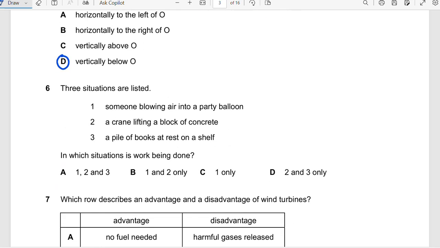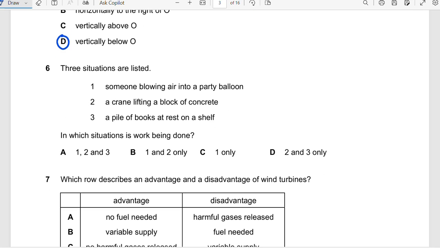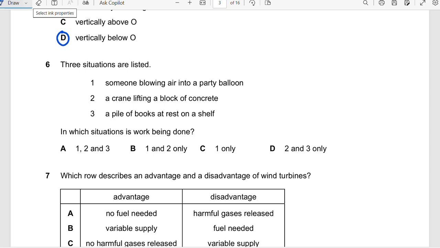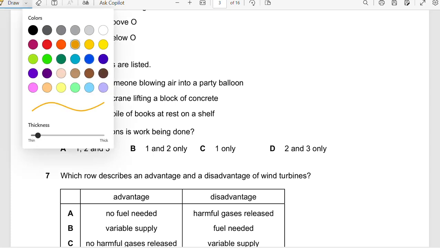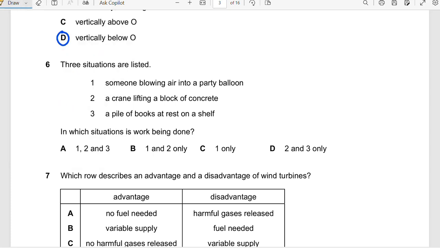I hope it's clear. In question 6, they say 3 situations are listed. 1, someone blowing air into a party balloon. 2, a crane or a lift lifting a block of concrete. 3, a pile of books at rest on a shelf. In which situations is work being done?